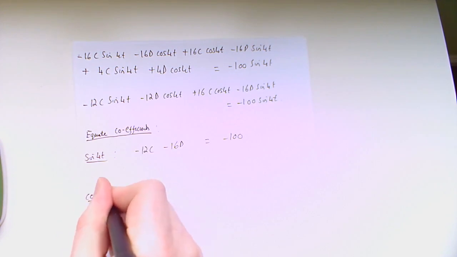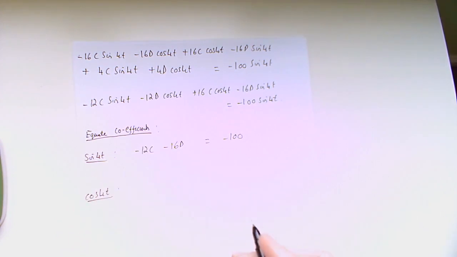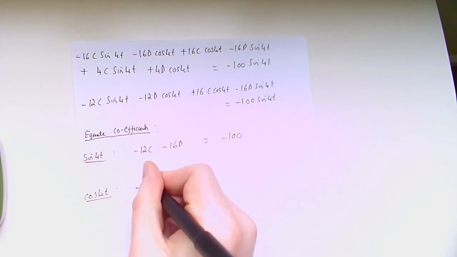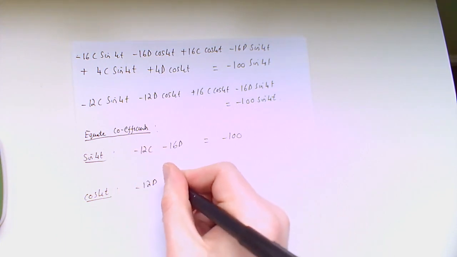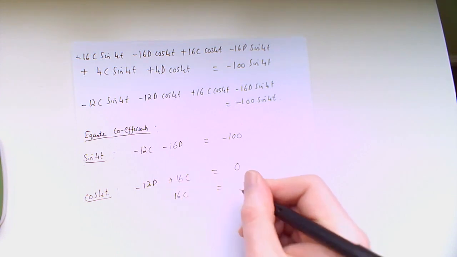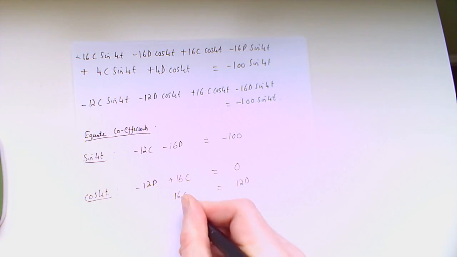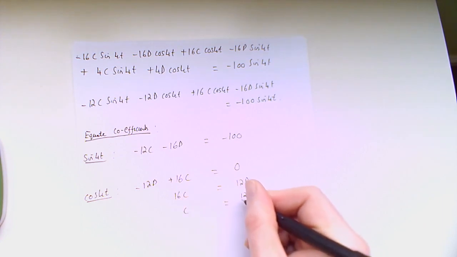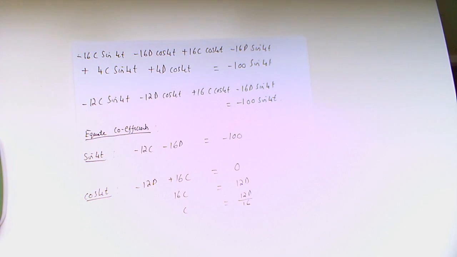Look at cos 4t. We'll do something with that later on. So we've got negative 12d plus 16c equals 0. Now, this is going to be the easier equation to deal with. So I'm just going to say 16c equals 12d. So c is 12d over 16, both in the 4 times table. So that's 3/4 d.